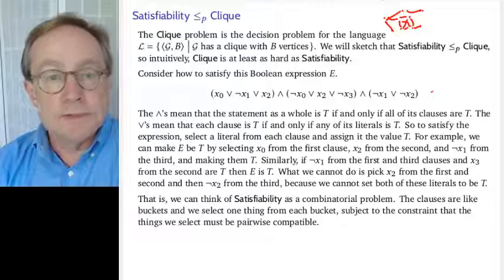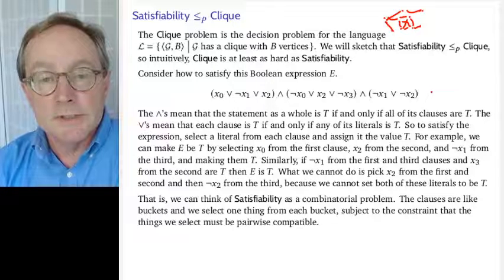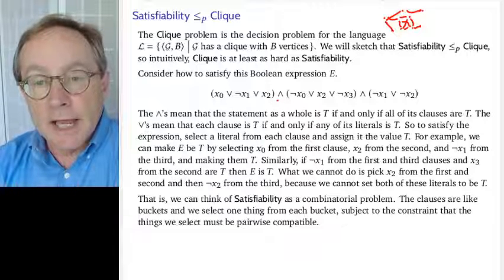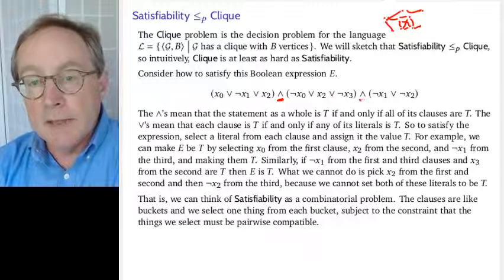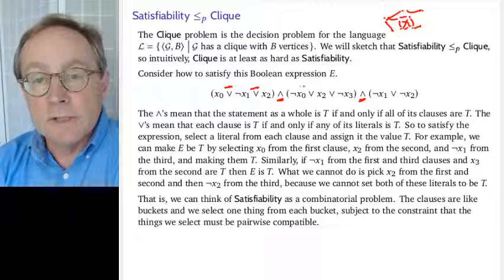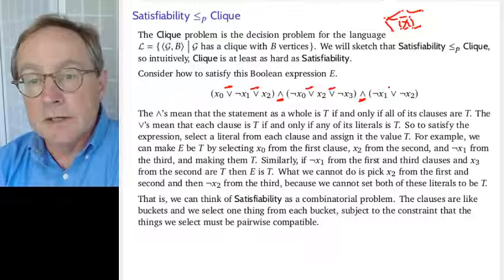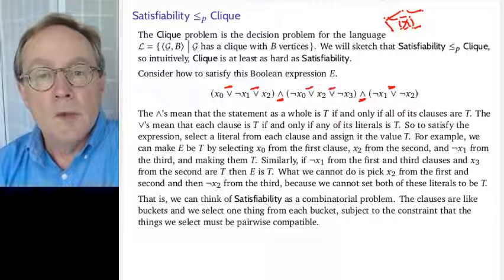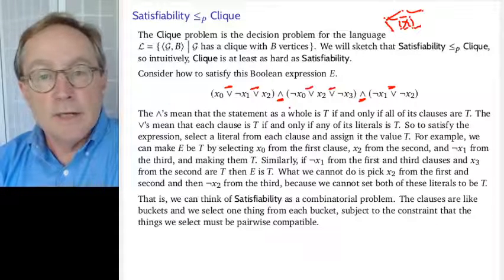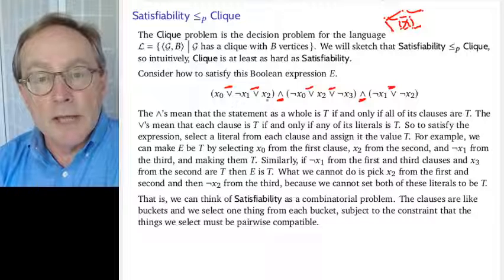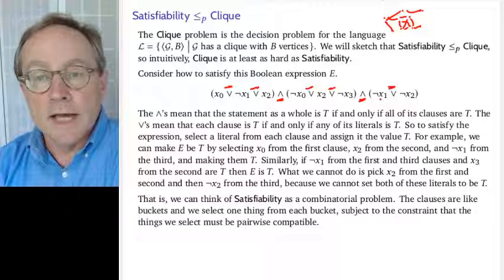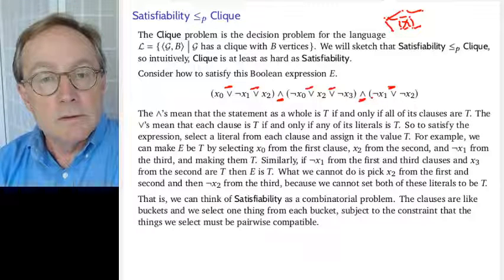I'm going to ask whether it's satisfiable, but I want to study the Boolean expression for a second. The way I've written it, I have the ANDs between the clauses, and the ORs inside the clauses. Think about the ANDs first. Because of the nature of AND, the only way you get the entire expression to be satisfied is if every single clause is satisfied. So it's a for all.